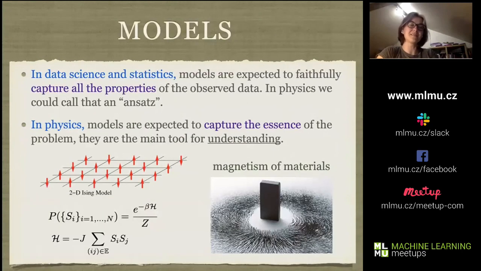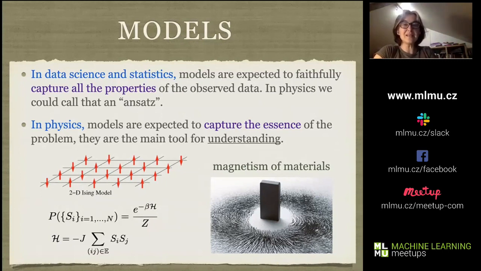This slide is probably the most philosophical, just to explain what the word model means in physics and what it means in machine learning or in general in data science. In machine learning, you call the neural network the model. You assume that your model is faithful enough that it can capture all the properties of your data, that you can fit your data, that you can really describe your system. In physics, we would not call this a model. We would maybe call this an ansatz, something that describes the world faithfully.